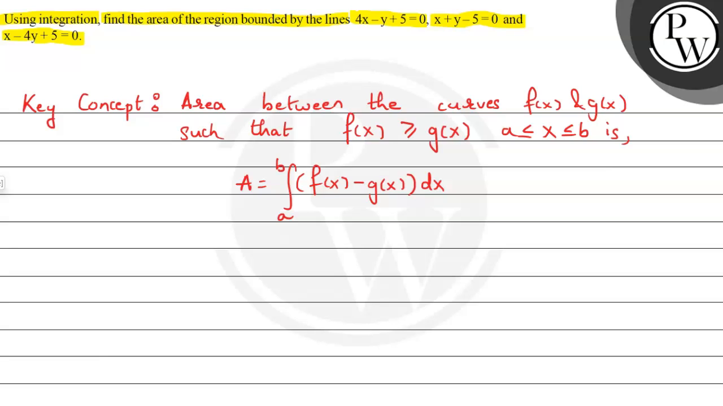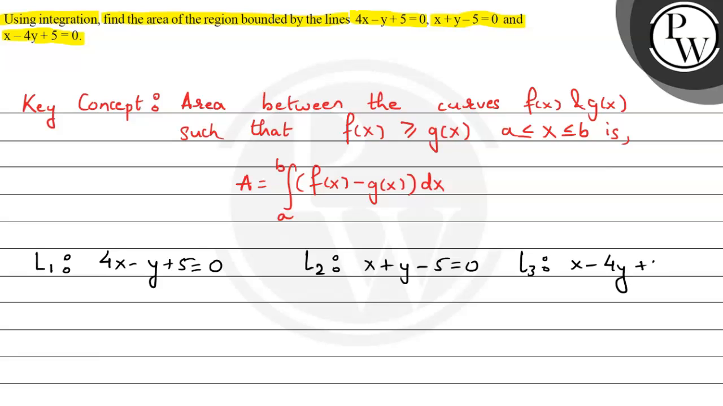Now in the question we are given three lines. Let's call L1 the line 4x minus y plus 5 equals 0, L2 is x plus y minus 5 equals 0, and line L3 is x minus 4y plus 5 equals 0. Now let's draw the graph of these three lines.